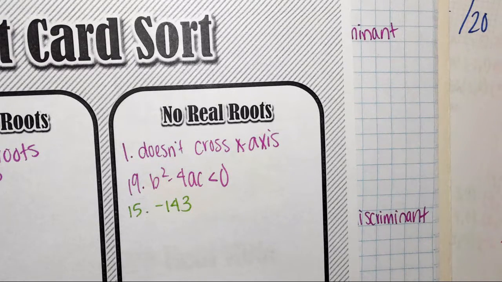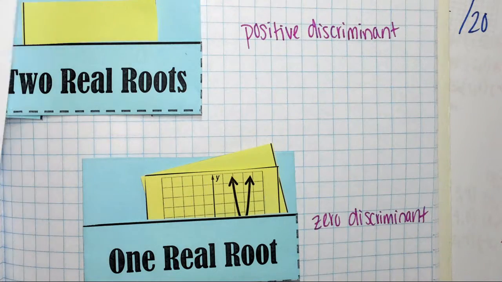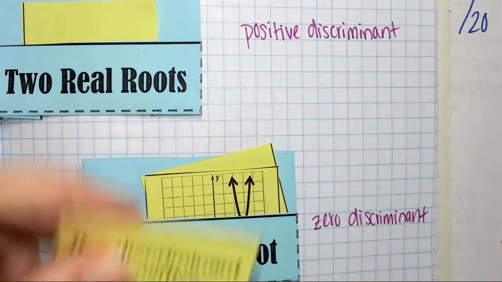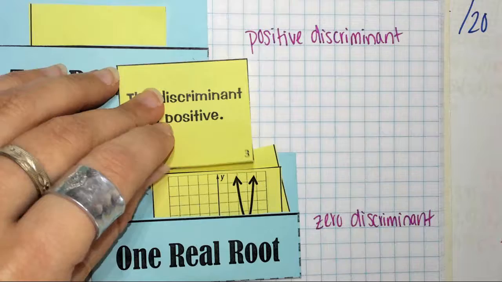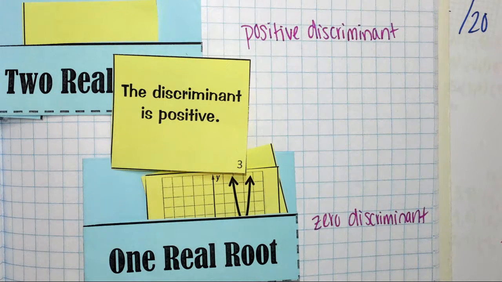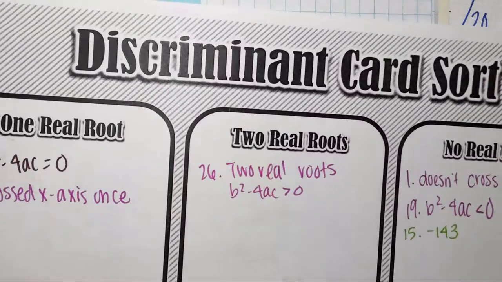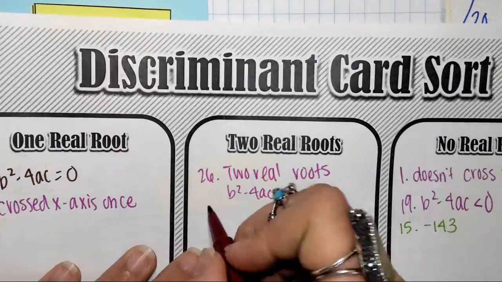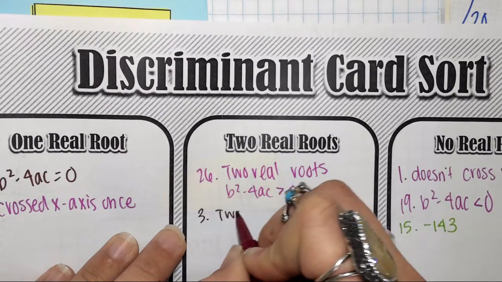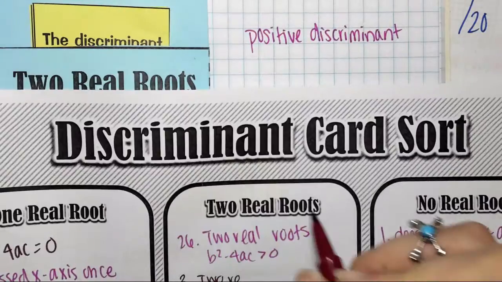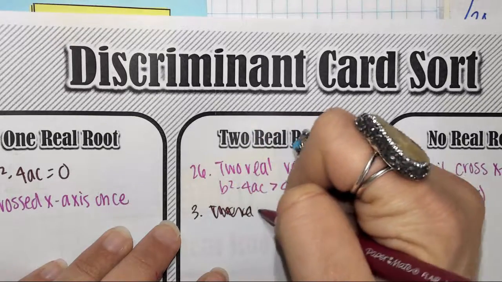Find number 3. Is that an equation, graph, or... Never mind. It's a word problem. The discriminant is positive. So which pocket is that going to go in? 2 real or none? 2 real roots. Awesome. And we're going to come over here. We're going to write 3. We're going to write 2 real. Oh, positive. Thank you. I got excited.